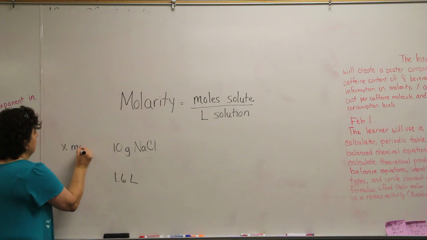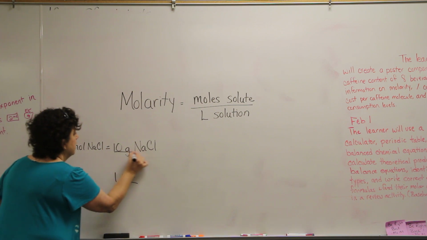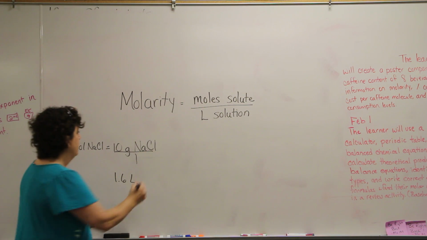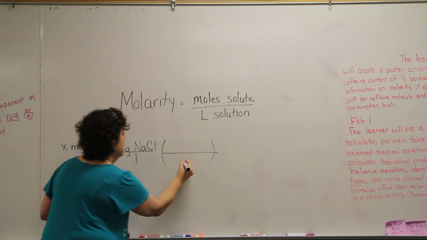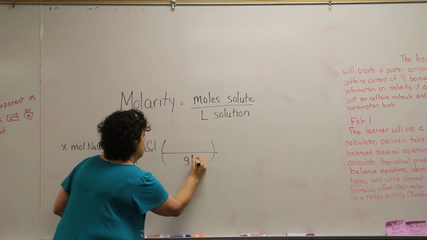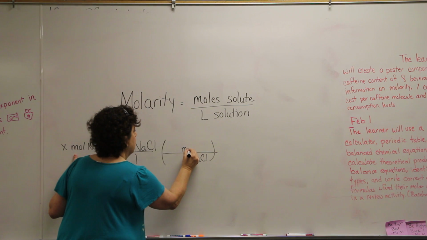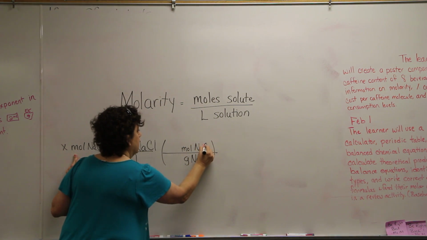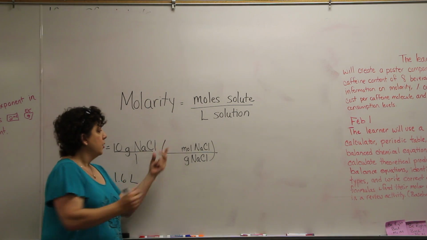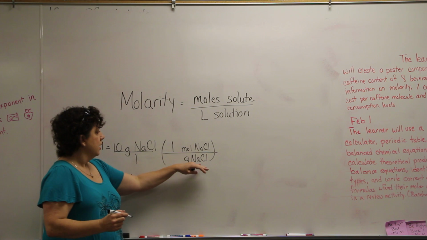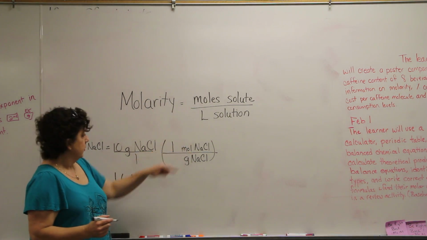We say X moles of sodium chloride equal our given information, 10 grams of sodium chloride. Put that over 1, and then we have grams of sodium chloride that become our denominator to cancel out. We're looking for moles of sodium chloride. Whenever you're doing molar mass, the number that you want to associate with moles is 1, because molar mass is the mass in grams of your substance in 1 mole.